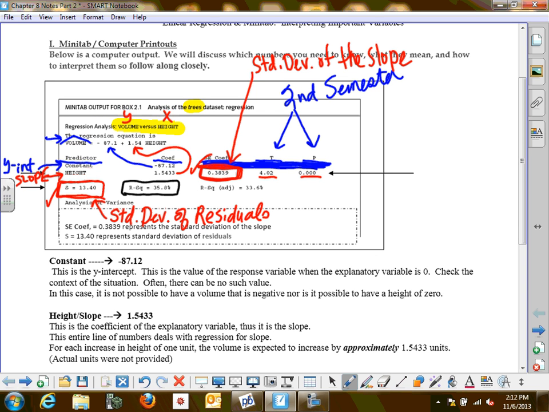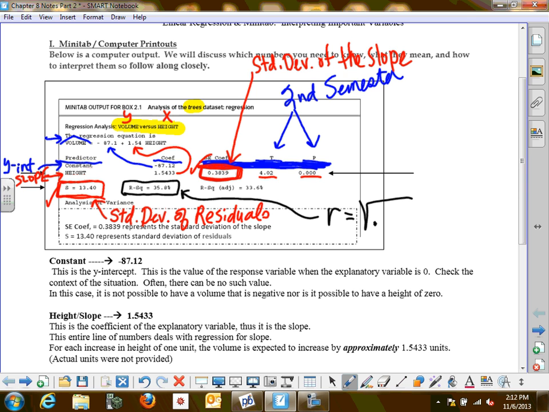Good, that is our coefficient of determination. Notice they do not actually write for you anywhere the r value, which is the correlation coefficient. So we can get the r value from this. How could we get the r value from this r squared? Square root it. Very good.